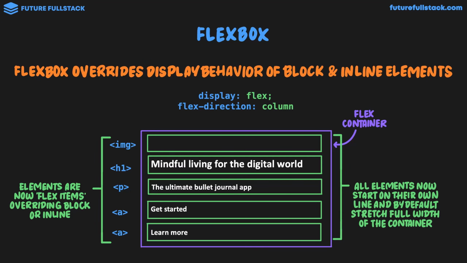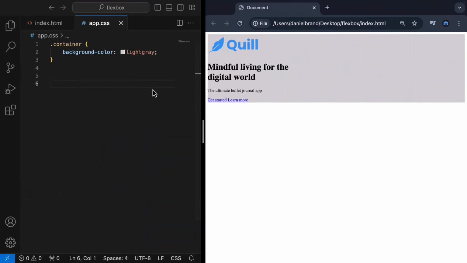They're flex items. What were inline elements like images and anchor tags now each appear on their own line and also stretch the full width of the page. Let's play around with this inside VS Code. So I'm back inside our app.css file and I've removed a bunch of styles. I just have the container element with the background color being applied.